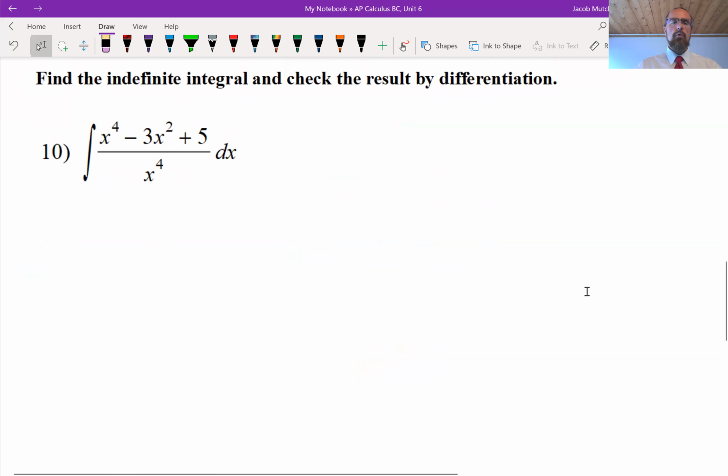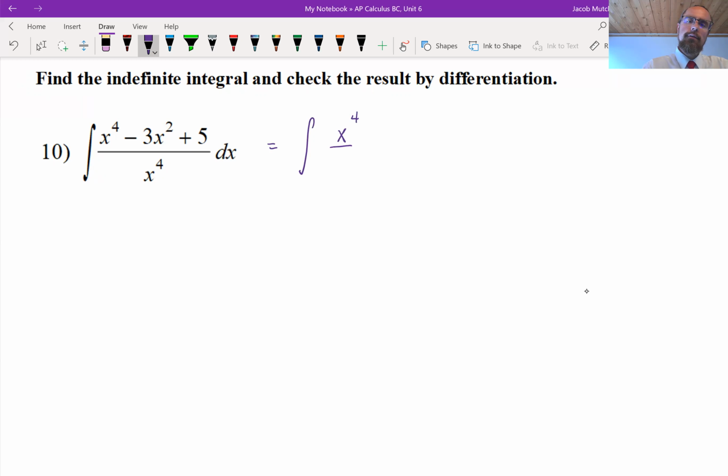Our third example looks initially like a rational function. One thing that I noticed with this example, it's the integration of x to the 4th minus 3x squared plus 5 over x to the 4th dx. My denominator here is just a monomial, x to the 4th. So what I can do is distribute it to each term in my numerator and rewrite this as the integral of x to the 4th over x to the 4th plus negative 3x squared over x to the 4th plus 5 over x to the 4th.